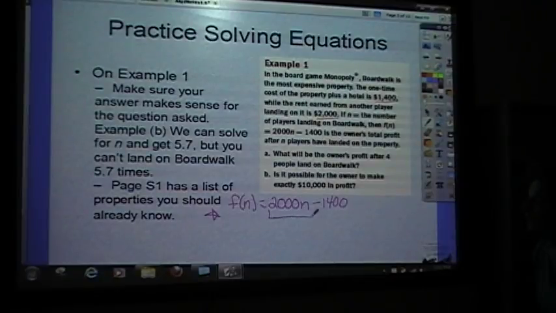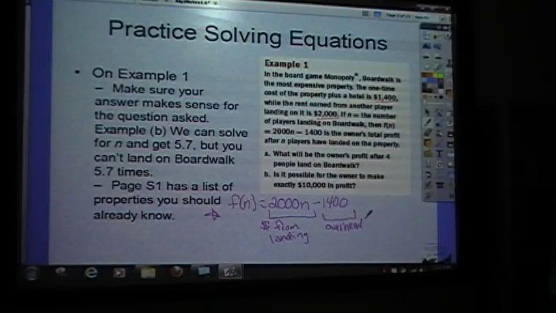This 2,000n comes from the $2,000 each time someone lands on the property. So if 4 people land there, it's 2,000 times 4, it's $8,000. That's how much money they made from people landing on it. And this $1,400, that is the overhead. So you have to take that out of your profit because that's how much we spent to begin with. So this is all your profit, but you have to take out how much you spent to begin with to figure out what your total profit is.